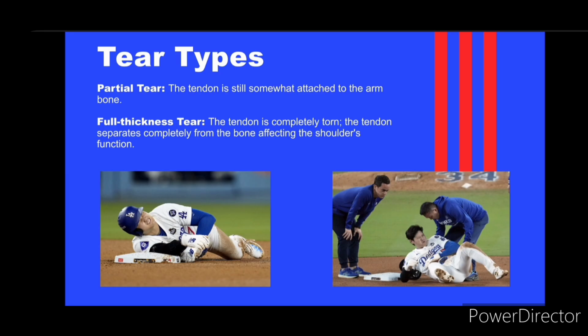Tear types. Partial tear. The tendon is still somewhat attached to the arm bone. Full thickness tear. The tendon is completely torn. The tendon separates completely from the bone, affecting the shoulder's function.